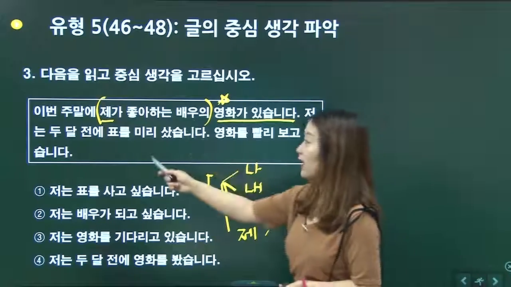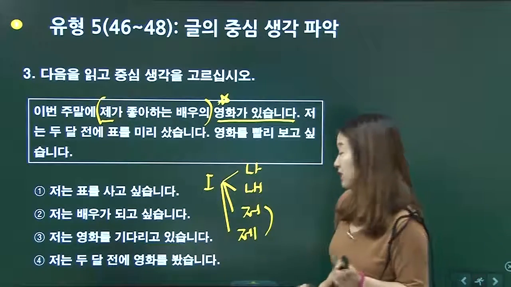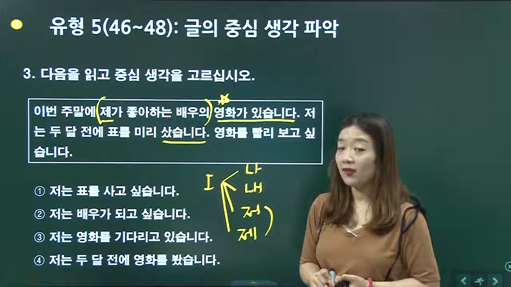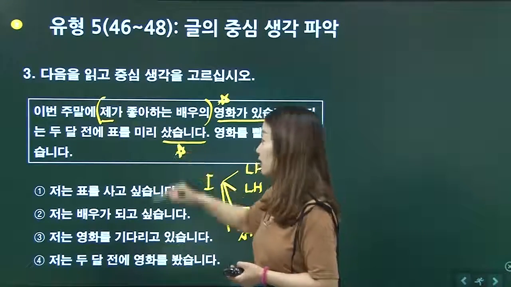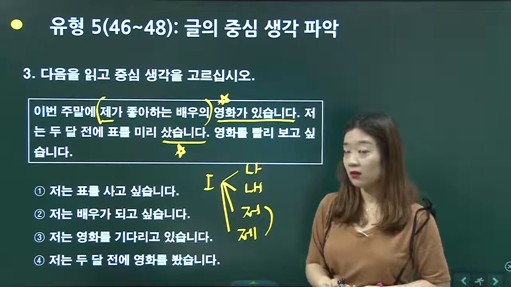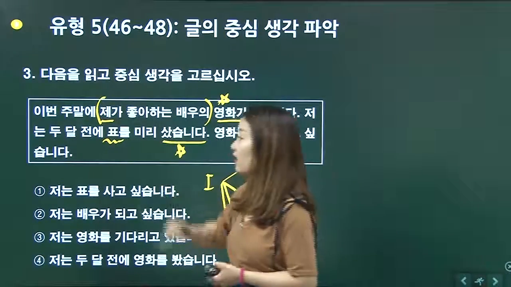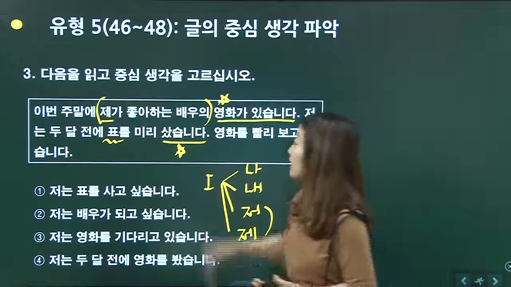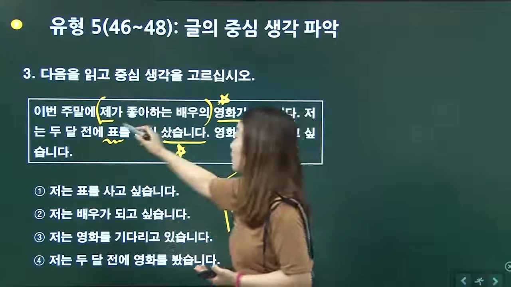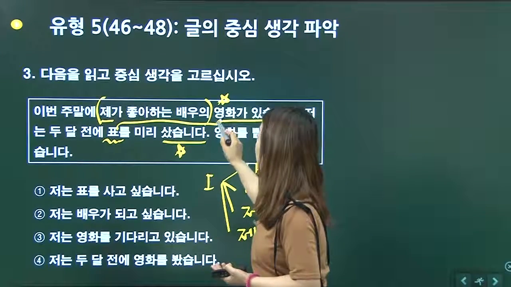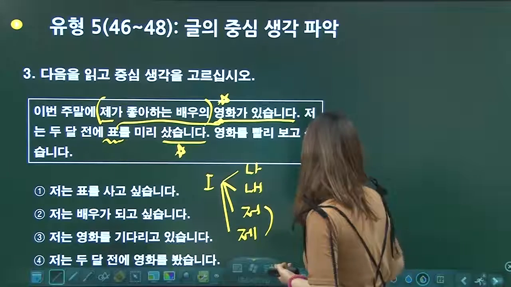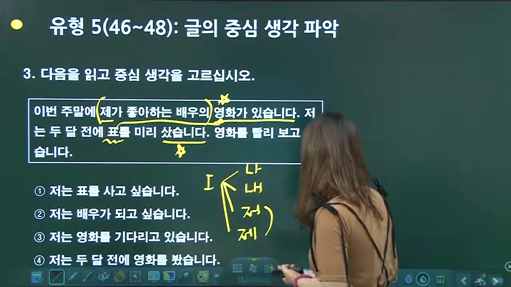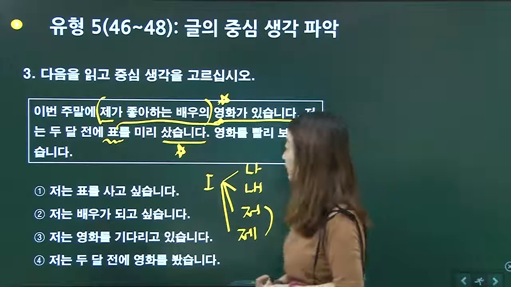저는 두 달 전에 표를 미리 샀습니다. What is the main verb? 샀어요, 샀습니다. So what did I buy? You should think, right? What did I buy? 표를 샀습니다. 표. So what kind of ticket? Of course, a movie ticket, right? 표는 바로 movie ticket, okay? Okay, movie ticket, okay?